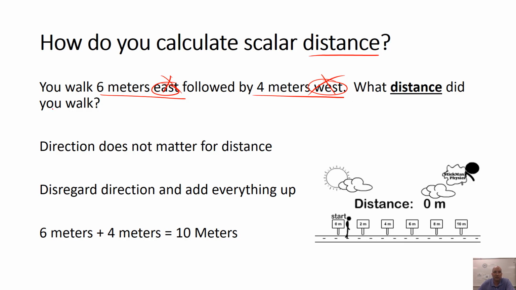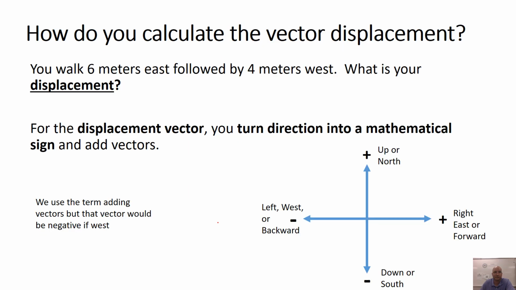So if you went 6 meters and you went 4 meters, you went 10 meters. All you do for the scalar distance is you just add everything up. If there were 3 or 4 more things you did after that, you just keep on adding those numbers up. You disregard the direction itself.